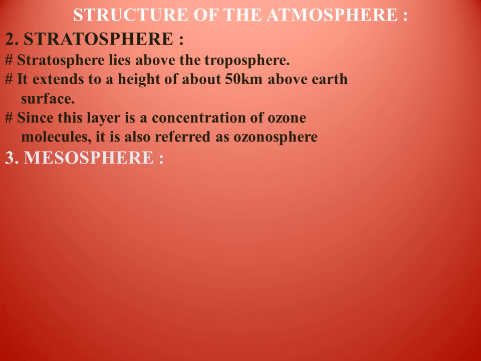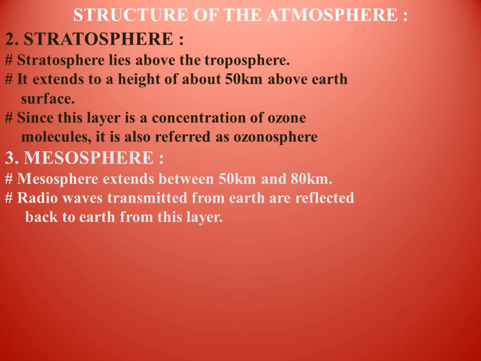The third one is mesosphere. The mesosphere extends between 50 kilometers and 80 kilometers. Radio waves transmitted from Earth are reflected back to the Earth from this layer. The temperature decreases with increasing height. Most of the meteors nearing the Earth get burned here. The uppermost limit of the mesosphere is called the mesopause.